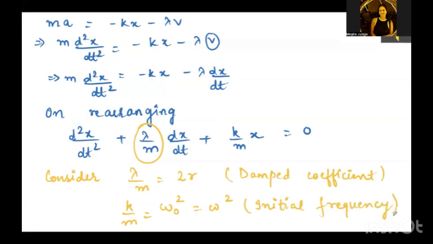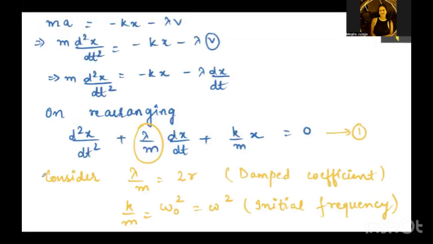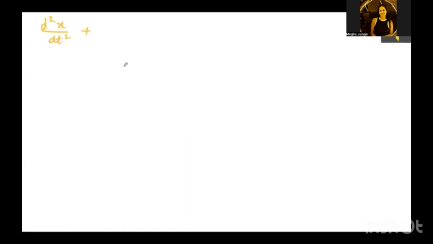Okay. So from here, if in case we want to rewrite this equation, let's call this equation number one. Can we rewrite it like this? d square x over dt square plus, now see one thing, lambda over m. In place of lambda over m, we need to write twice of r. So it's going to be twice of r dx over dt plus omega square x is equivalent to 0 itself.